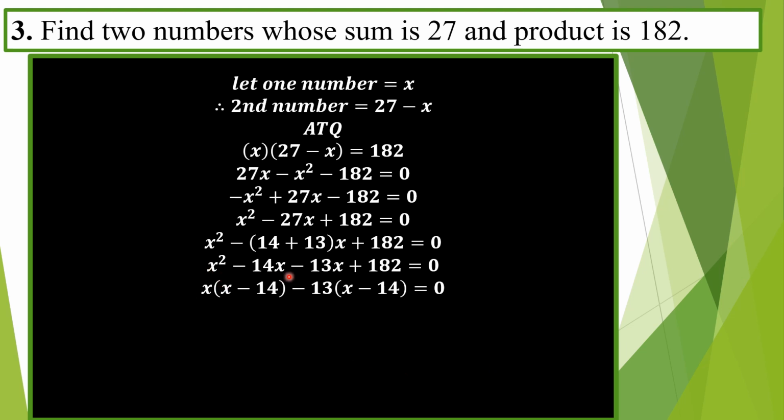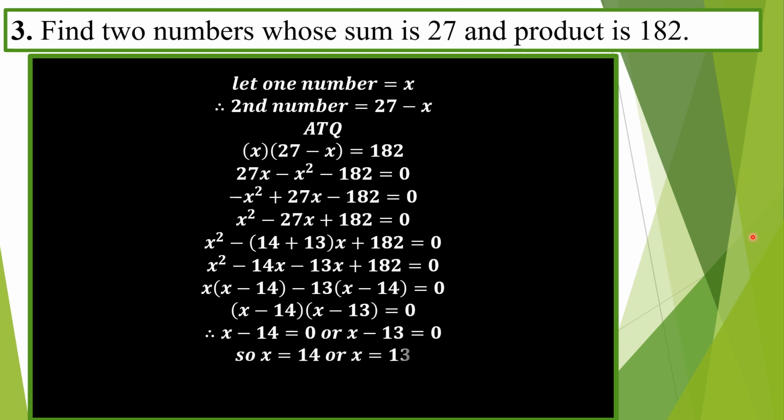x is common from the first two terms, 13 is common from the other two terms, and further x minus 14 is common in both these terms. So we'll take out x minus 14 common and we are left with x minus 13 equal to 0. So either x minus 14 or x minus 13 is equal to 0, which will give us two values of x: x is equal to 14 or x is equal to 13. So the numbers are 14 and 13.